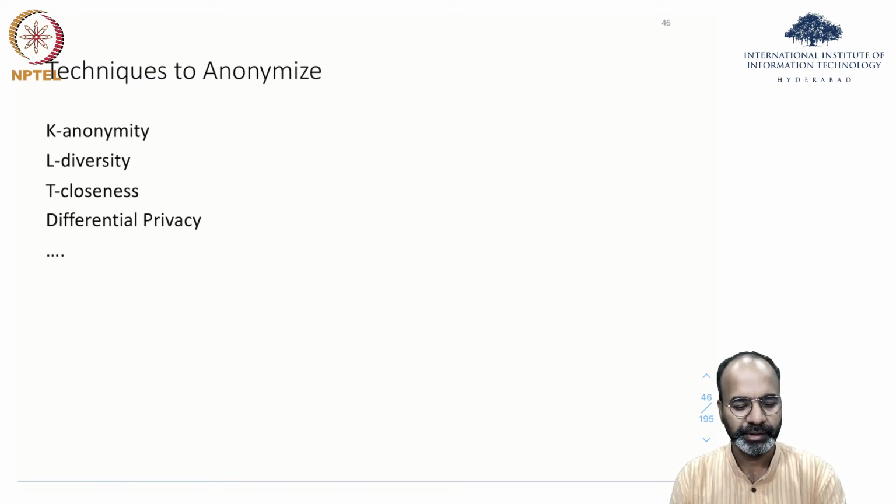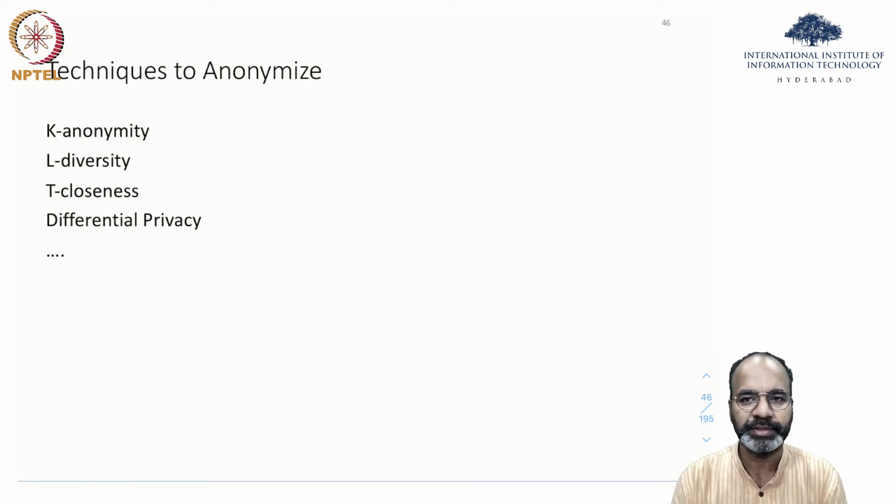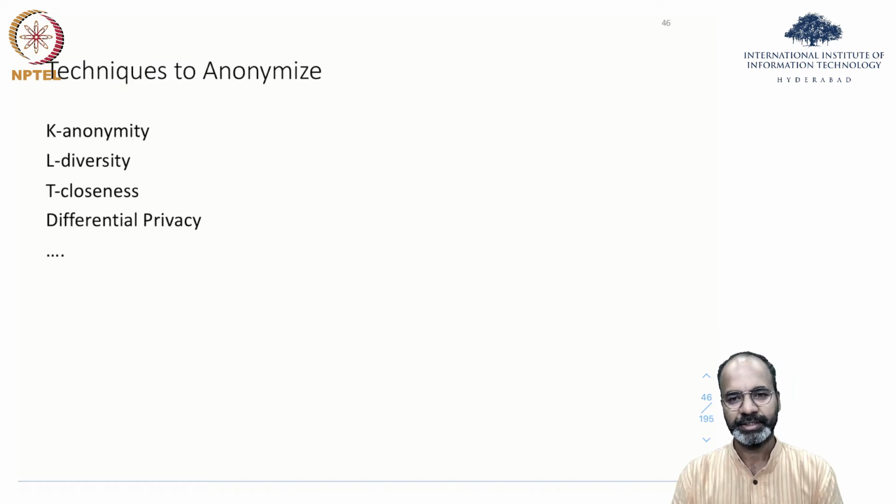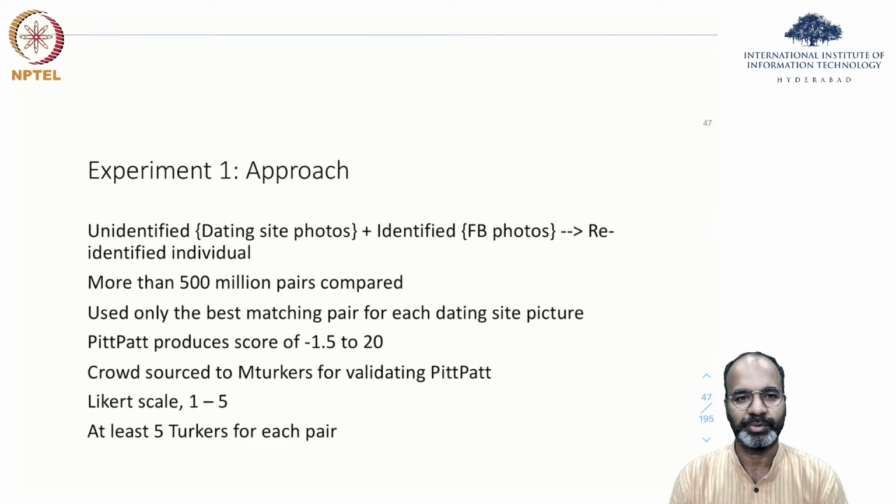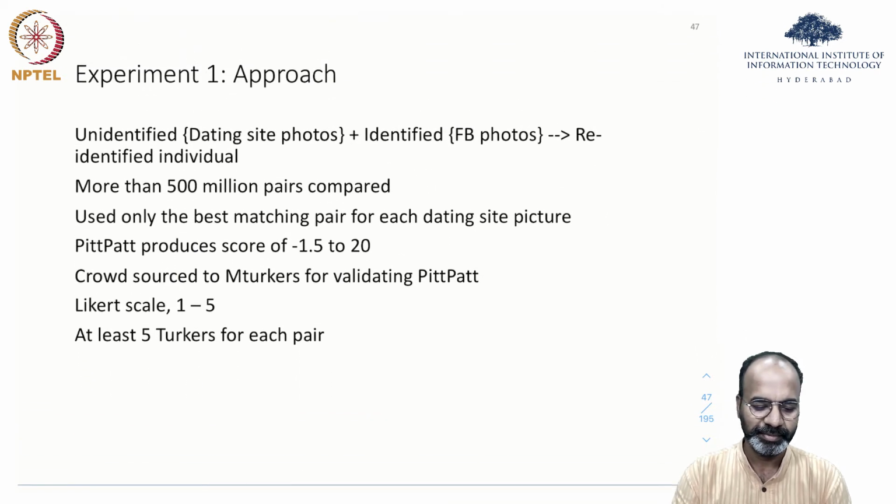K anonymity, L diversity, T closeness, and differential privacy. These are different techniques by which you can anonymize the data, and anonymization itself is necessary because you want to share the data so that others can use it for making useful inferences, but you don't want them to know what data you're sharing with them.